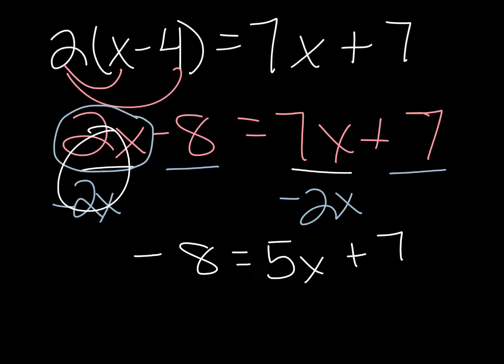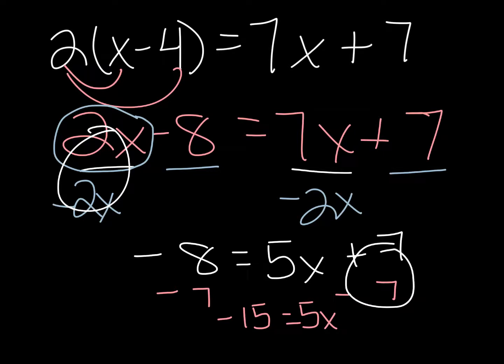So now, next to my variable, I have a plus 7. That means I need to subtract 7 from both sides. And that's going to leave me with negative 8 minus 7 is going to give me negative 15. And that's going to be equal to 5x, because 7 and negative 7 gives me 0. So I'm going to erase some things here, and I'm going to rewrite what I have at the bottom.